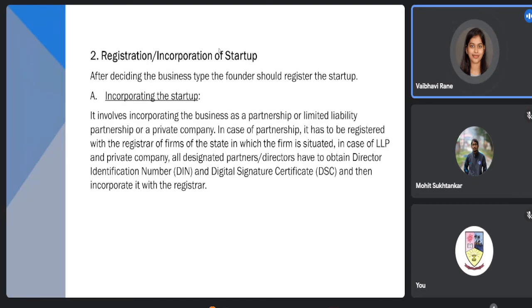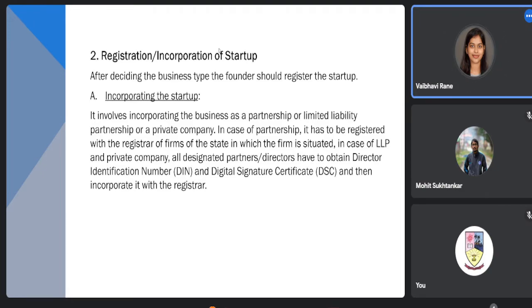Basically, you register your startup now. Okay, you register your business. There are two ways in which it can be done. First is by incorporating the startup. This step involves incorporating the business as we have seen, either as a partnership, as a limited liability partnership, or a private company.